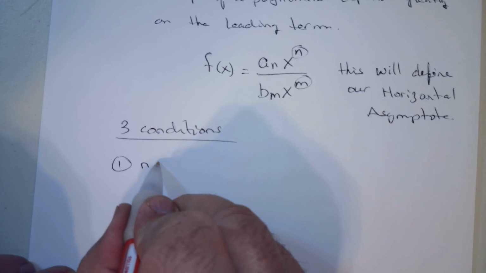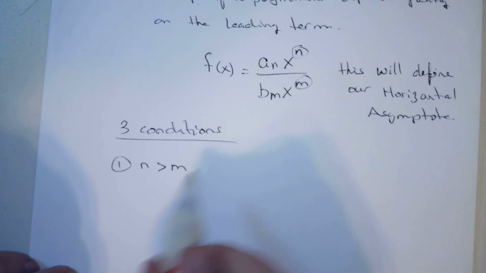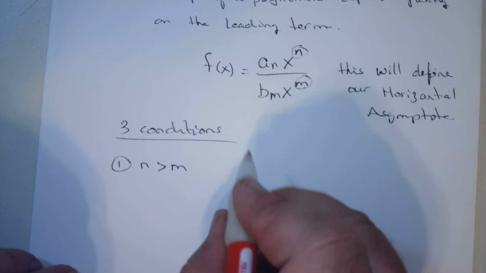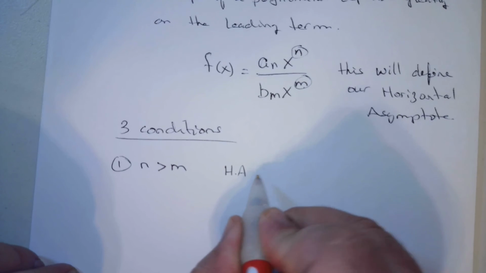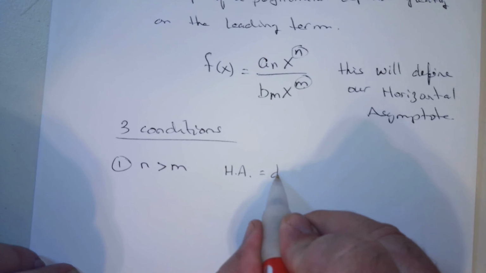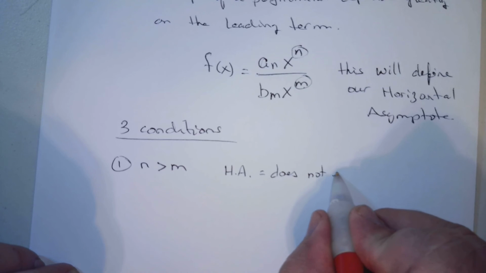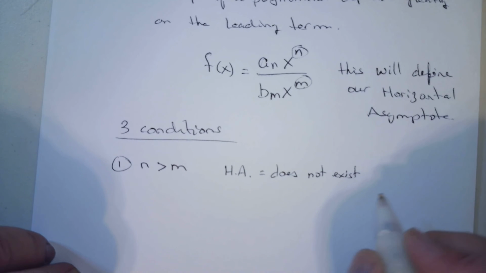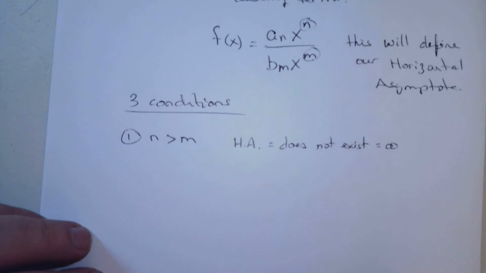If the top is bigger than the bottom, if the top exponent is bigger than the bottom exponent, what happens here? The horizontal asymptote does not exist. It goes to infinity. Let's see what this means.